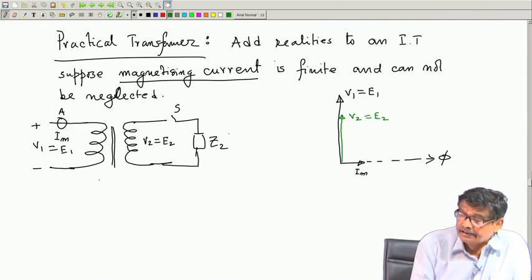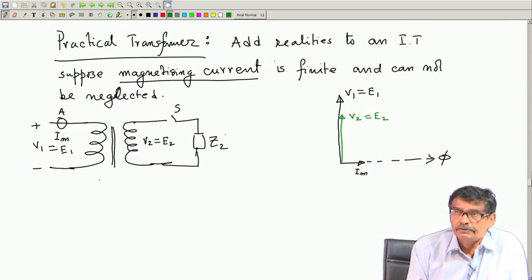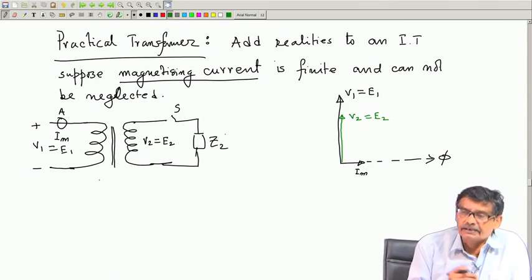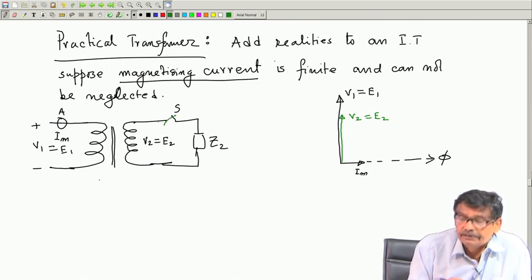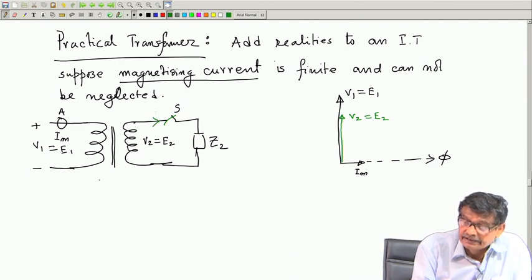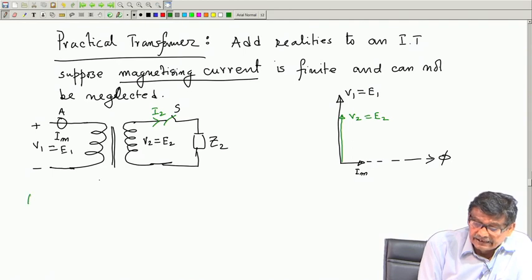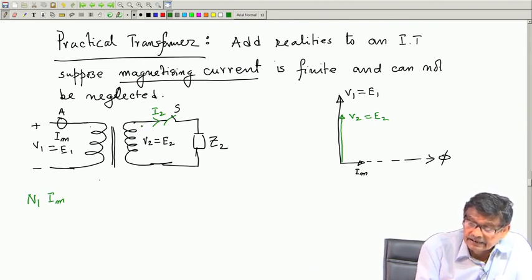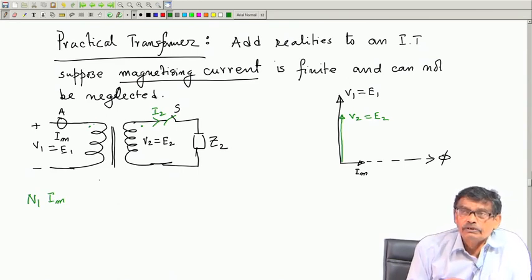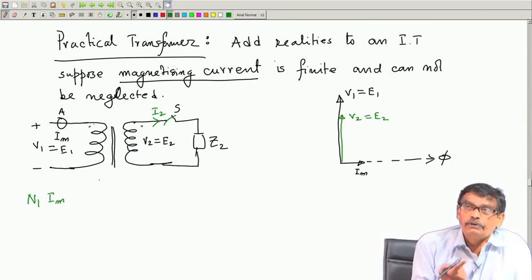What is the secondary current? With S open, nothing, I 2. What is the reflected current? Nothing. But the moment you close it, there will be a secondary current I 2. What was the MMF acting in the circuit before S was closed? It was N 1 I m. What will be the MMF acting when S is closed? The net MMF once again has to be N 1 I m, because the flux remains the same.